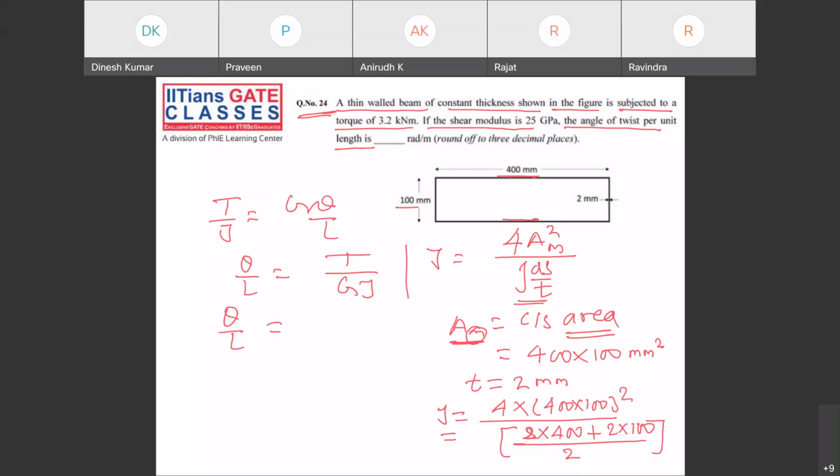So what is the torque here? And make sure you guys convert all the units in meter or mm. What is the answer asked in? Radian per meter. But first I will find the answer in radian per mm and then convert the answer to radian per meter. Guys, make sure this unit is correct. So find out, guys. Tell me the answer, guys.